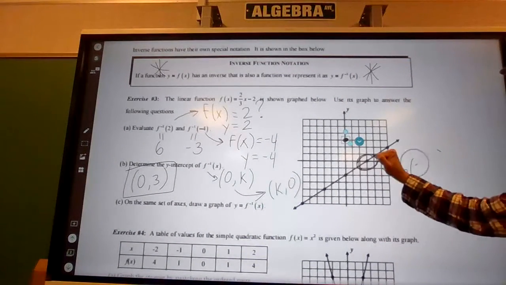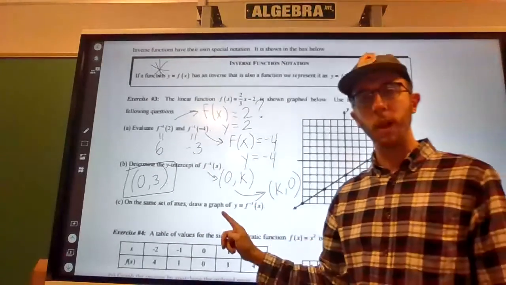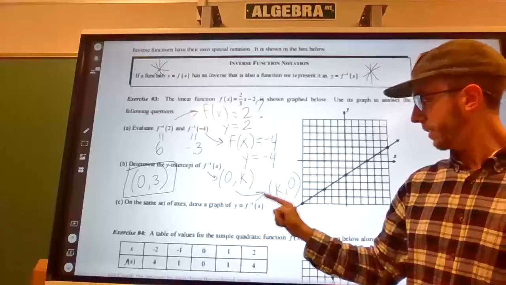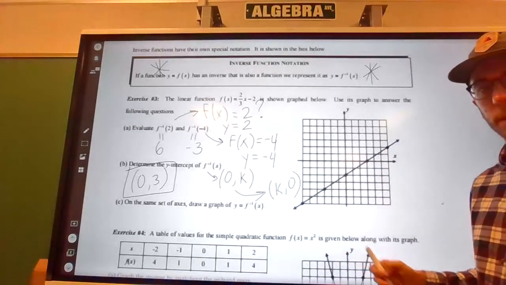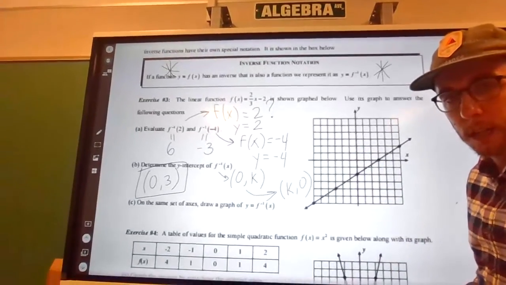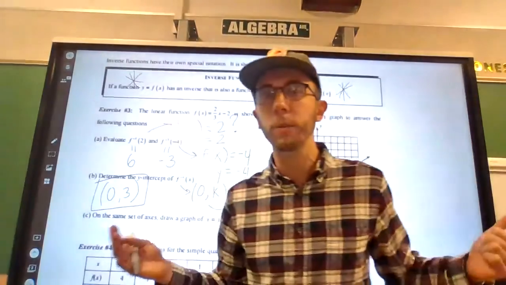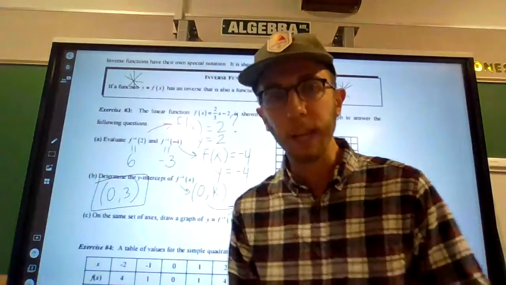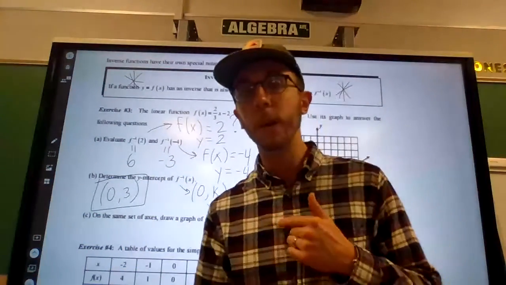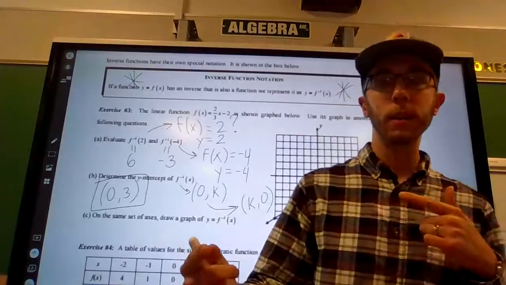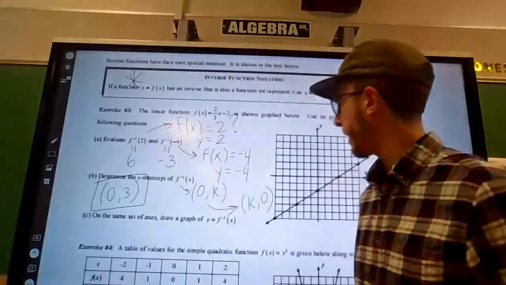Okay, so the last part for this one says, on the same set of axes, draw a graph of y equals f inverse of x. So we simply need to draw the inverse of this function that's already here. And to do that, what do you guys think we should do? What have I been saying quite a bit since we started this lesson? The inverse function, it's the opposite function. The x's and the y's switch.